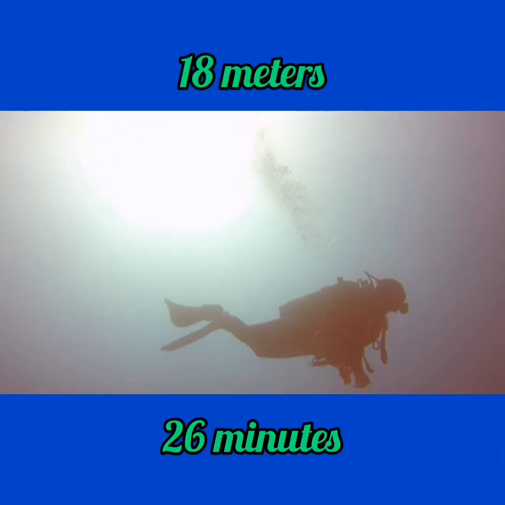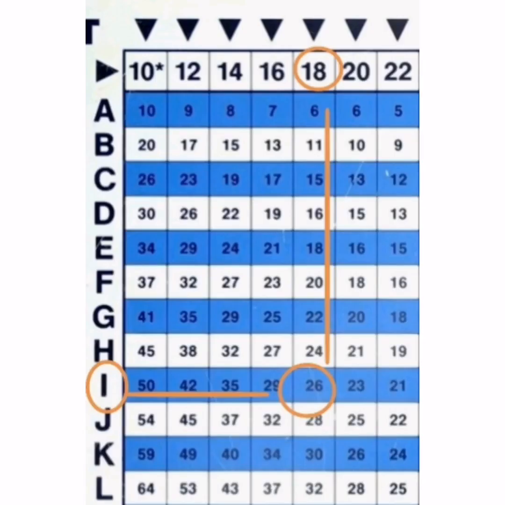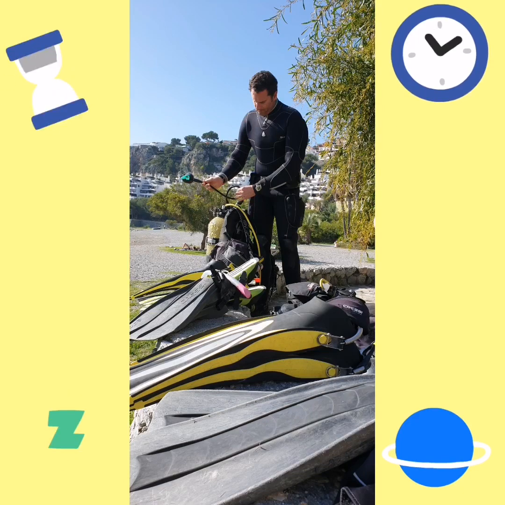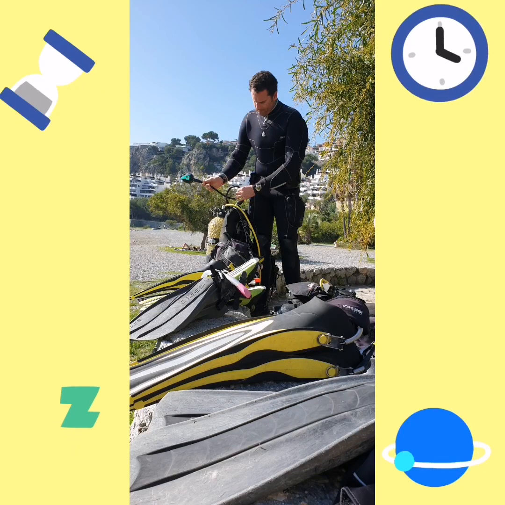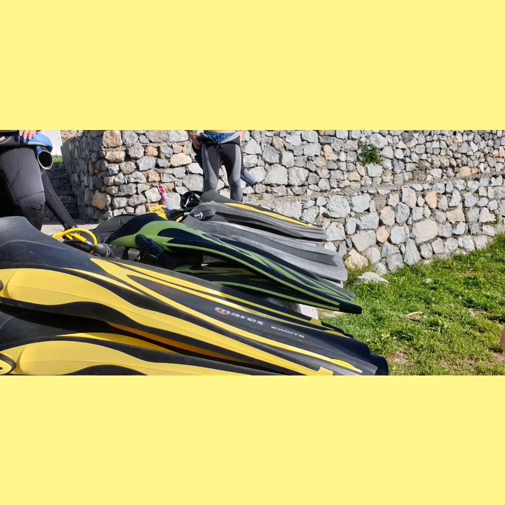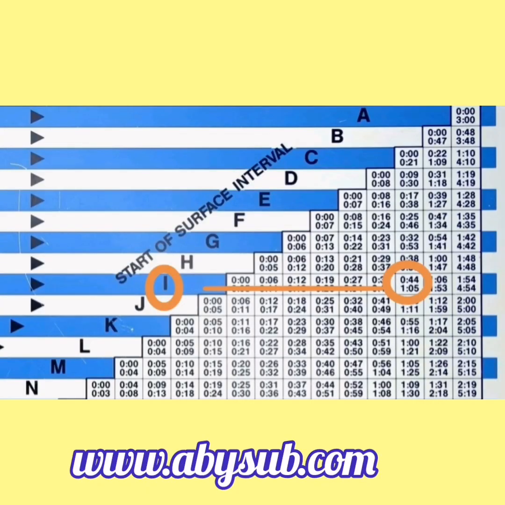Okay, right now we are going to plan our first dive. It will be at 18 meters for 26 minutes. So if we check on the left-hand side, you will see that your pressure group is I. After that, we are going to have one surface interval of 1 hour where we can rest. As well, remember that when we are on the surface, we are going to remove nitrogen from our body.